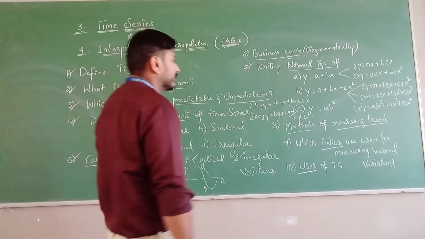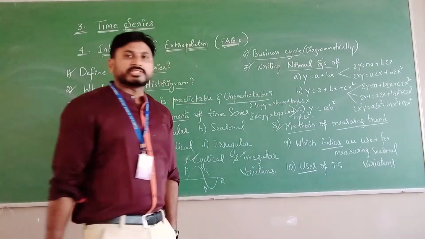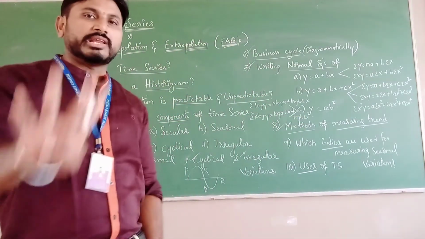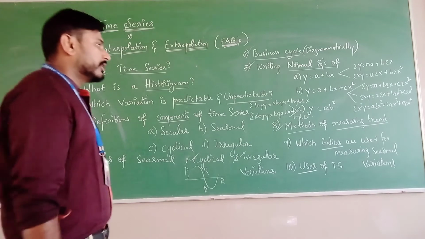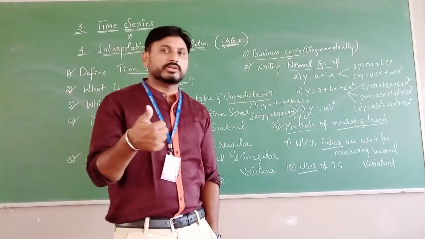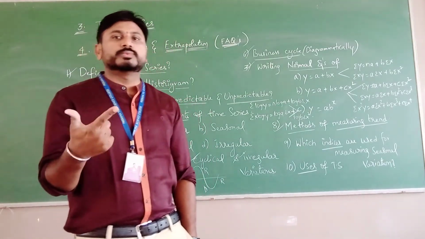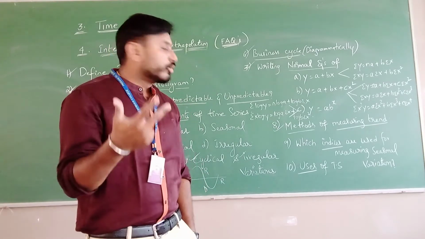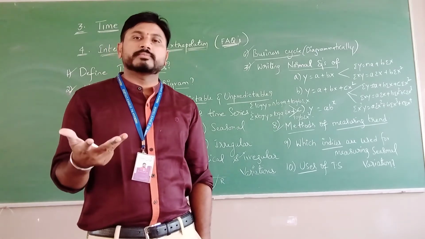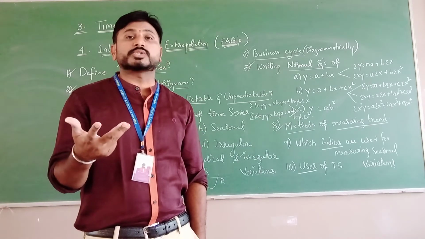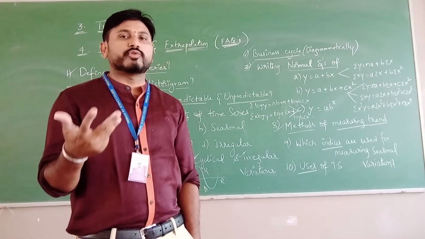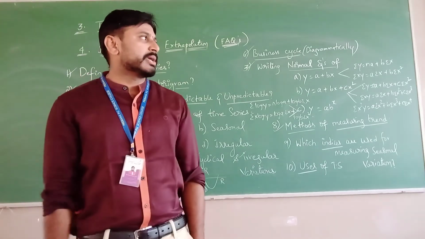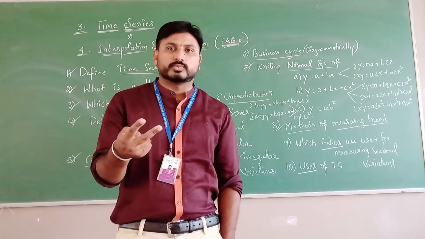Next, methods of measuring trend. So we have totally 4 methods to measure the trend. Number 1, graphical representation or graphical method. Number 2, semi-averages method. Number 3, moving averages method. Number 4, method of least squares, right? So these are the 4 methods. Sometimes they may ask to write all the 4 or write any 2, right?